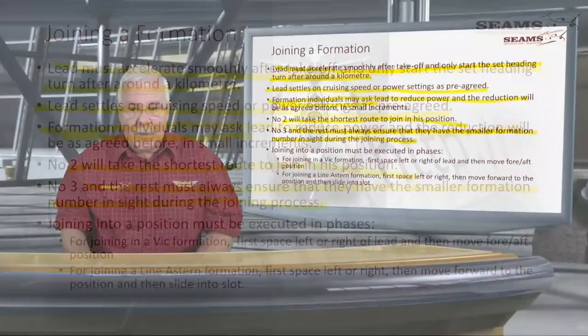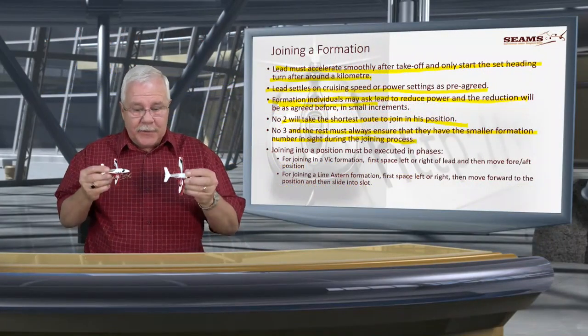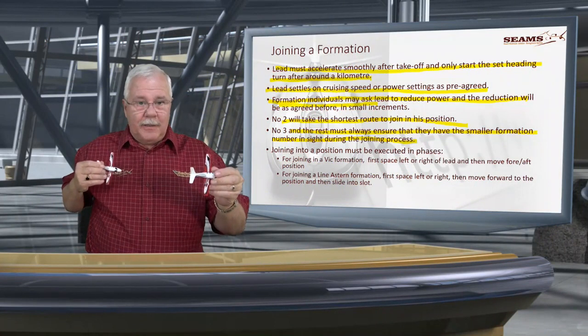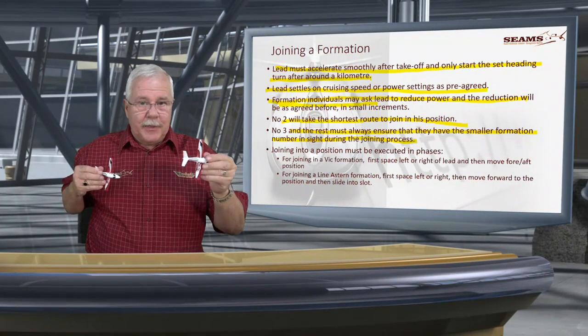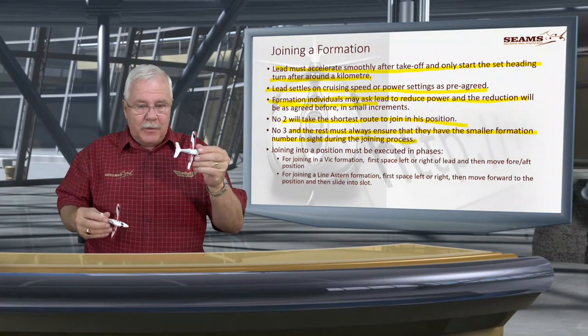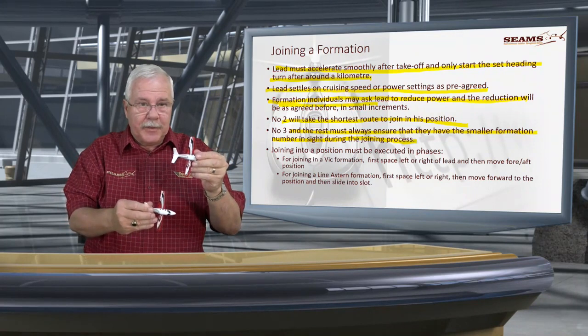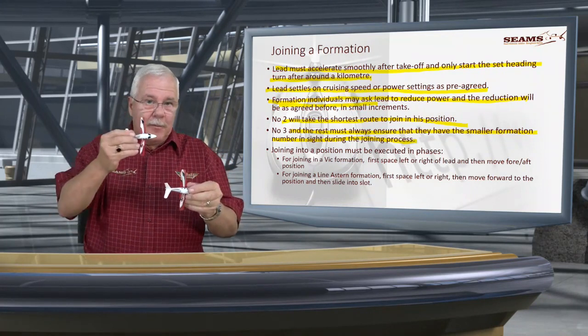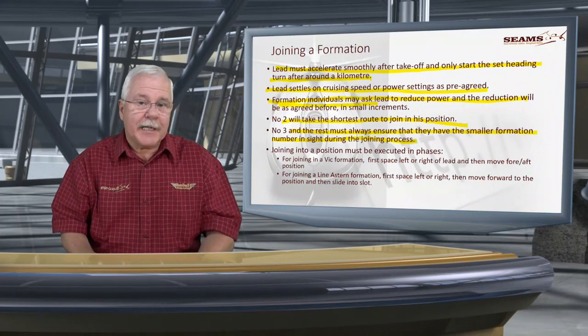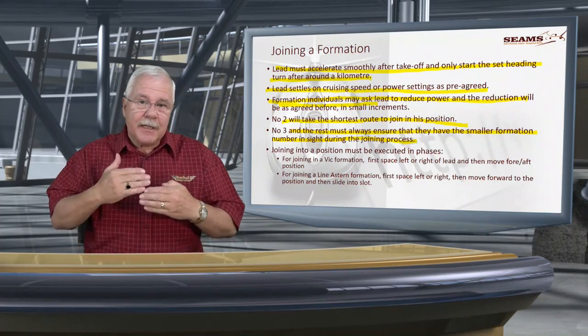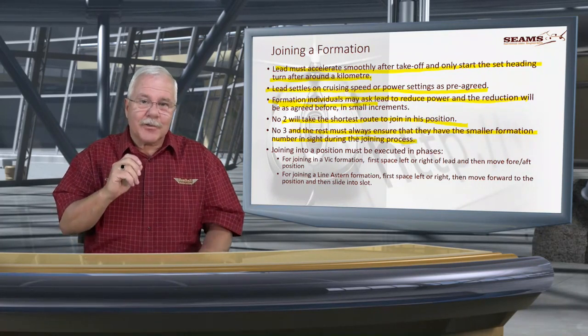Okay, so what we're saying is, and we're going to go through the procedure, if the aircraft are here and you've got to go, let's say, into the number 2 position, these guys will move into the number 2 position, and then the next guy will come and move into number 3 position, whatever the case might be. So there is a sequence, but you'll always take the shortest route.